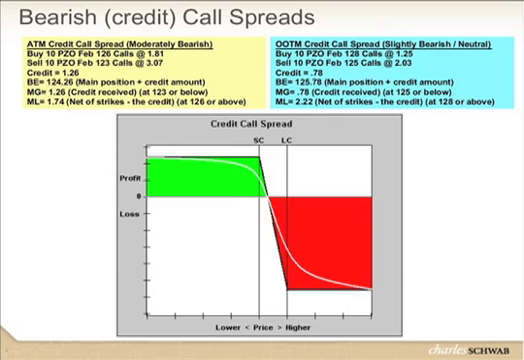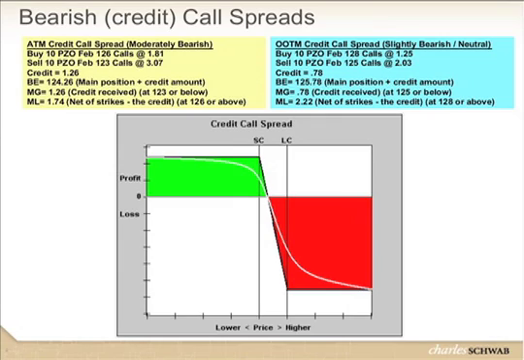Oftentimes I get the question of, which do you prefer? Do you prefer debit put spreads or credit call spreads if you're bearish? Well, the answer is it depends. What I typically do when I'm bearish and I want to put on a spread is I take a look at both of them. Every now and then you'll find that if you calculate the max gains and max losses or net cost, one might end up being a nickel or a dime cheaper than the other. I'll typically do whichever one has the better price. Sometimes they're exactly the same, but every now and then you'll get a nickel or a dime better price on one. That's the one I would recommend you do.